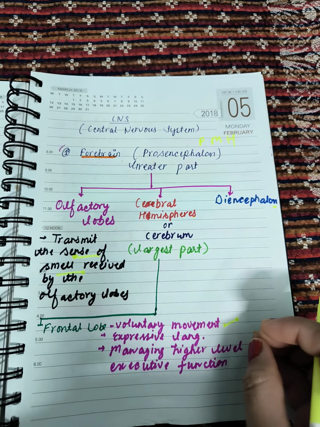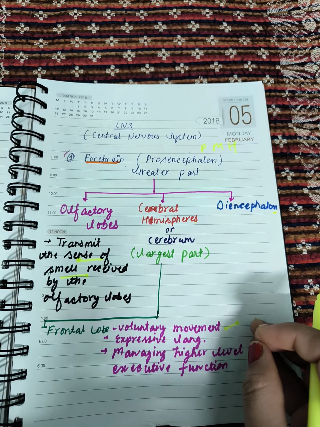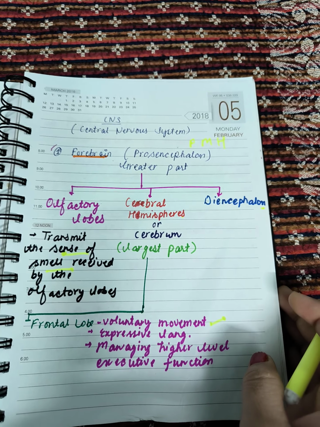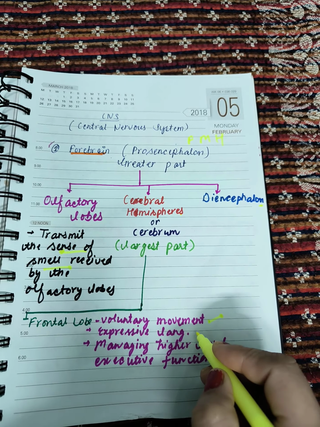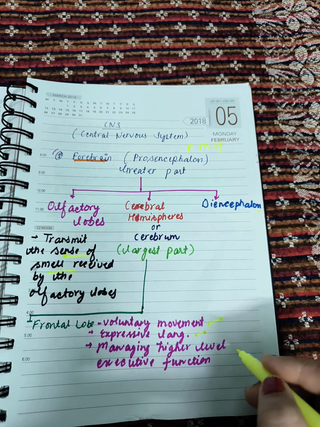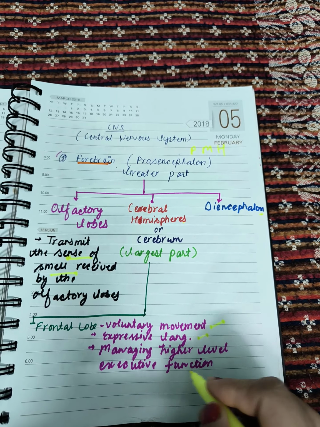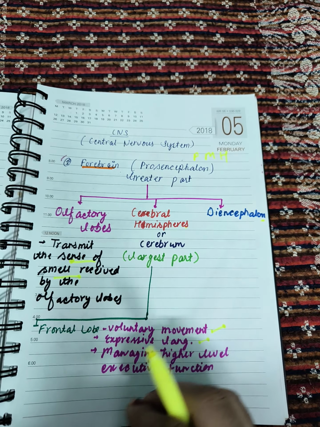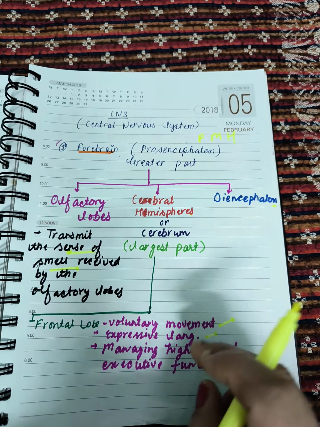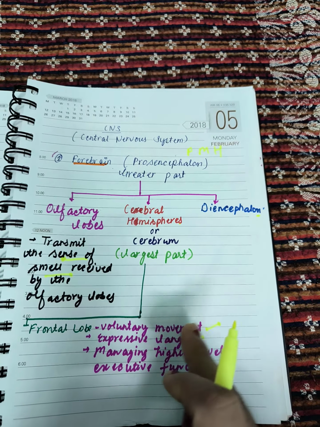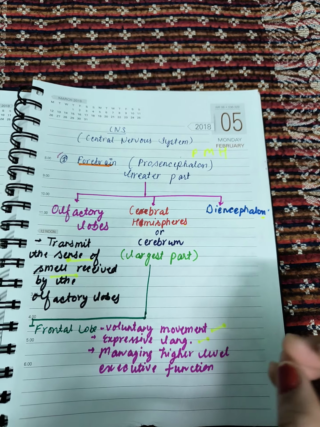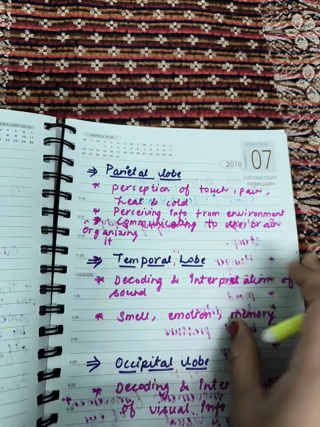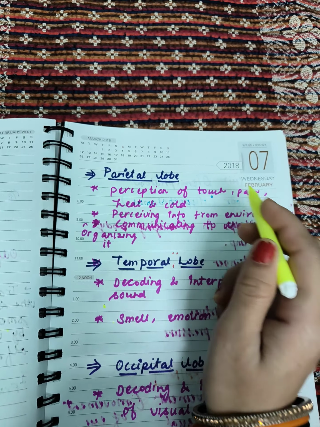That means the movements which are done or controlled by the actions of the brain are called voluntary movement. Next one is expressive language, then managing higher level executive functions. It manages higher level executive functions, voluntary movements and the expression of language, how to express the language.